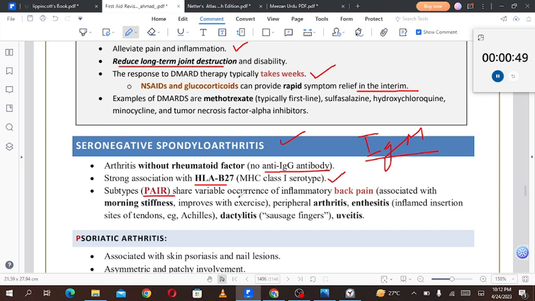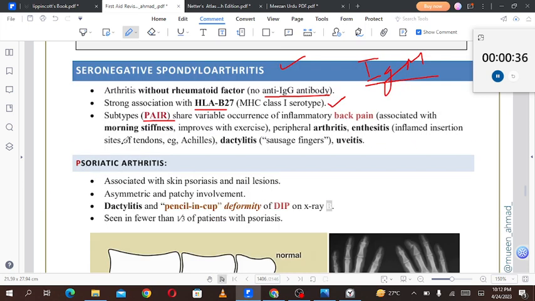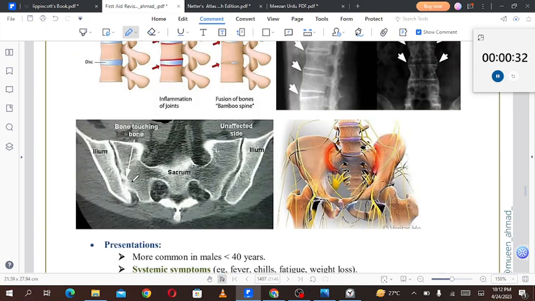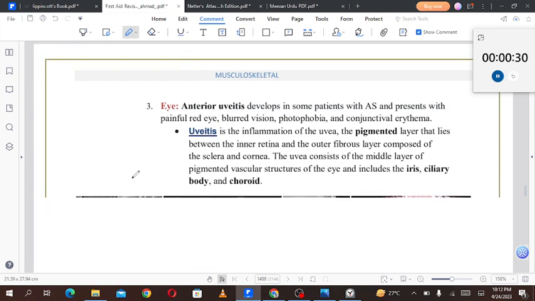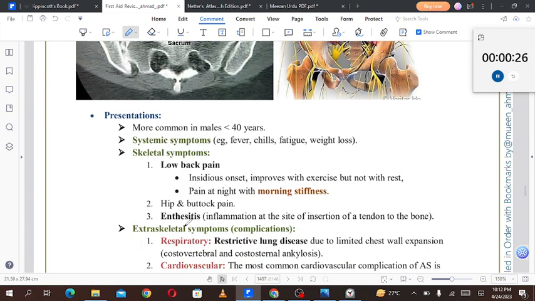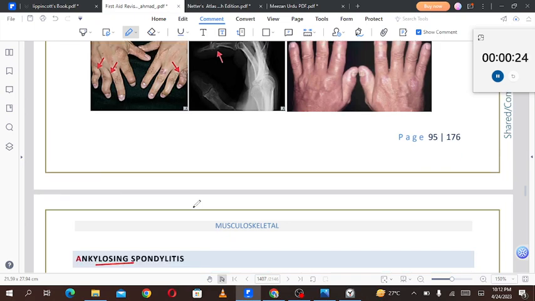Subtypes share the variable occurrence of inflammatory back pain associated with morning stiffness. The subtypes are remembered as PAIR. P is for psoriatic arthritis, A is for ankylosing spondylitis, I is for inflammatory bowel disease, and R is for reactive arthritis. These are the subtypes of seronegative spondyloarthritis.